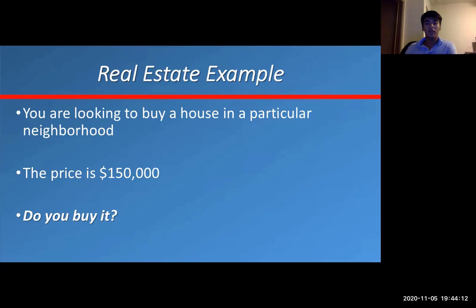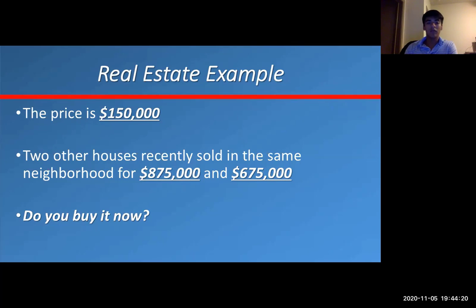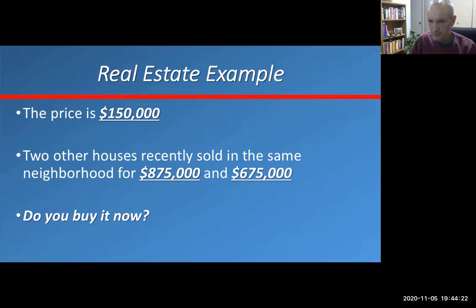So you can't buy it yet. So what else would you like? Well, let's put a price relative in there. And let's just do it on price. So the price of the house is $150,000, but other houses in the same neighborhood sold for $875 and $675. So now you know, wow, this house is cheap relative to two other houses, but it could be cheap for reasons. So we really don't know. So houses are a little different than stocks. A $150,000 house is a $150,000 house, but a stock trading for $100, that $100 doesn't tell you anything.